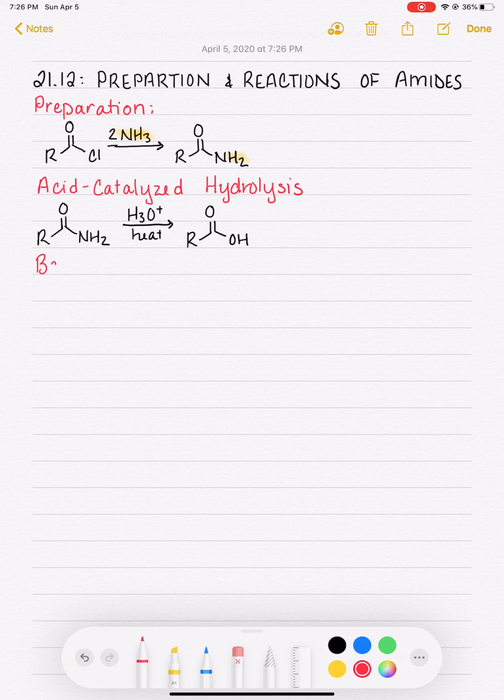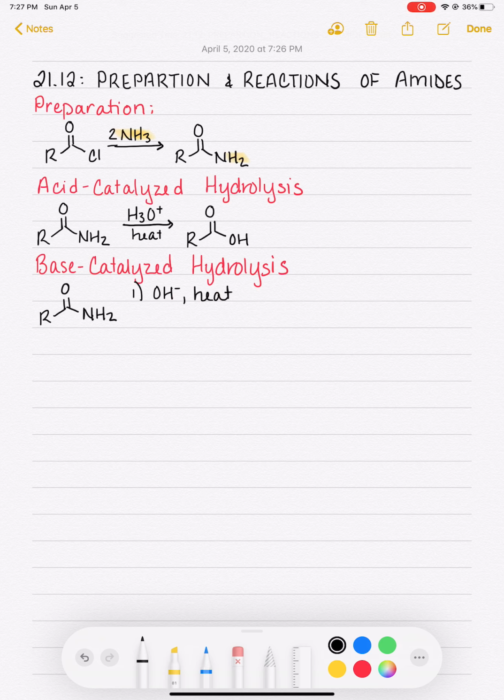And similar reaction, we have the base catalyzed hydrolysis. Both of these, the acid and the base catalyzed reactions, are giving us the same product. So you would have the flexibility to choose either the acidic reagent or the basic reagent, depending on what was most appropriate for the other functional groups that you had on your molecule. So here, we use hydroxide because it's base catalyzed with a little bit of heat.